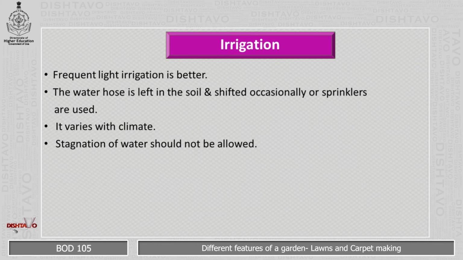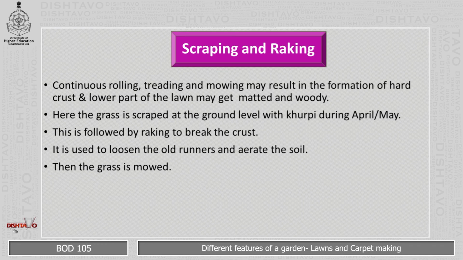Irrigation: frequent light irrigation is better. The water hose is left in the soil and shifted occasionally, or sprinklers are used. It varies with climate. Stagnation of water should not be allowed. Scraping and raking: continuous rolling, treading and mowing may result in the formation of a hard crust, and the lower part of the lawn may get matted and woody.